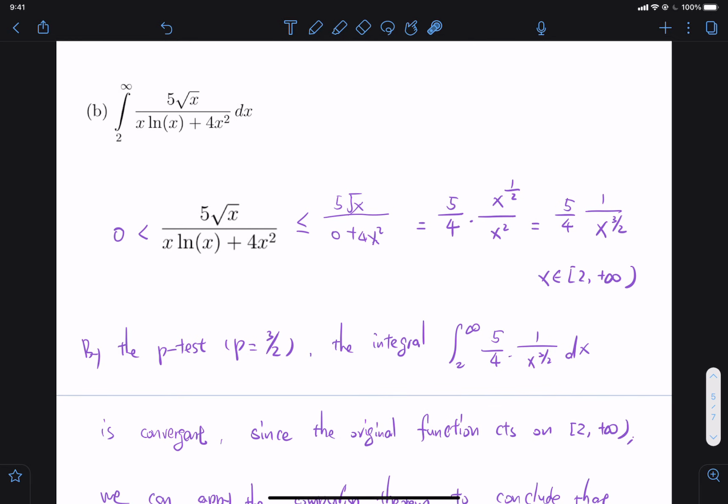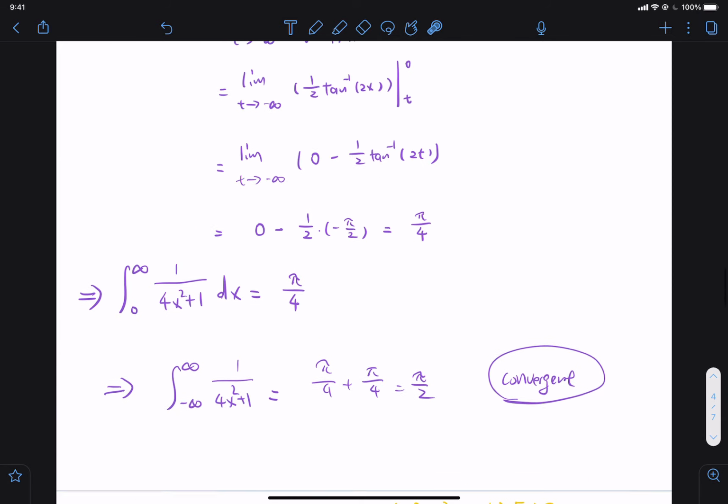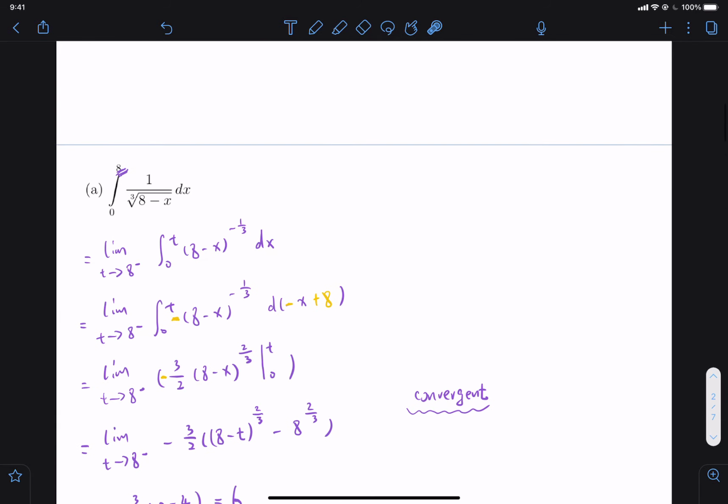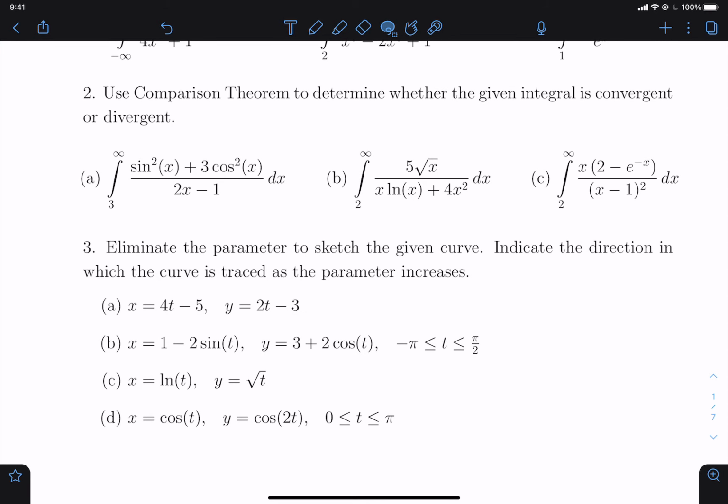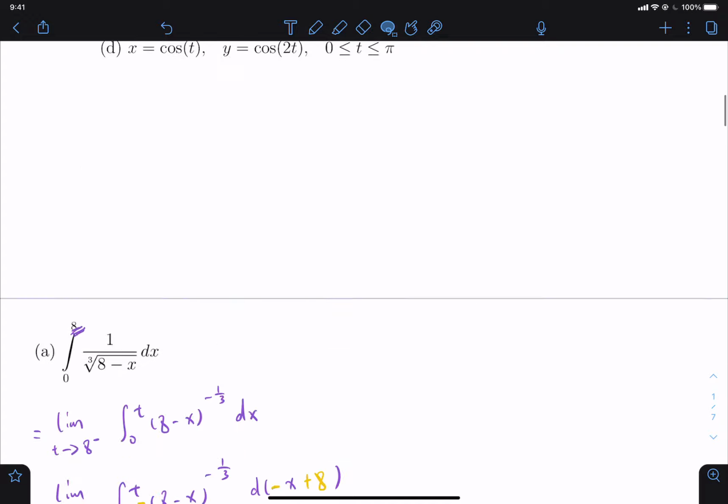And now maybe move on to the next. I'm going to leave this for you. Maybe move to the third part. Eliminate the parameter to sketch the given curve. Indicate the direction in which the curve is traced as the parameter increases. So the first one here should be very easy.